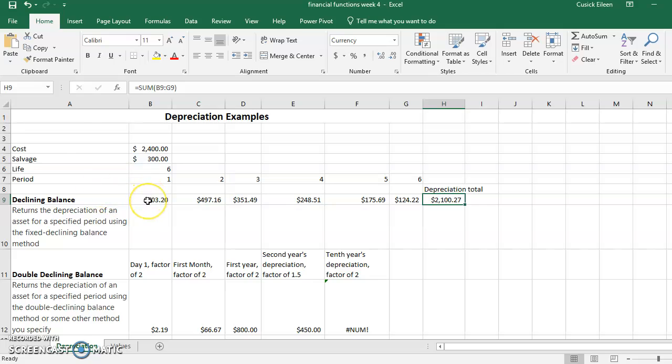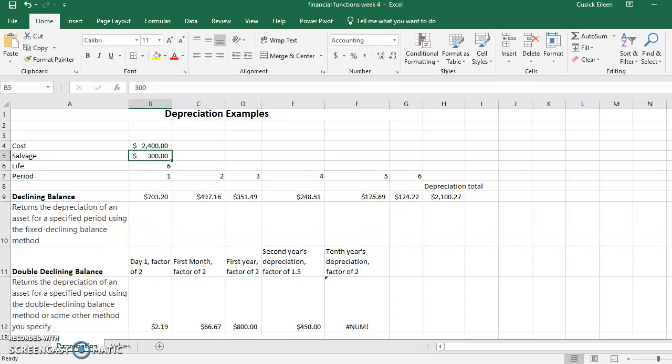And notice that I've summed my B9 through G9, and I end up with $2,100.27. Well, my cost was $2,400, but if you recall, my salvage was $300. So there's the difference right there. So it's nice that we have the ability to do this.